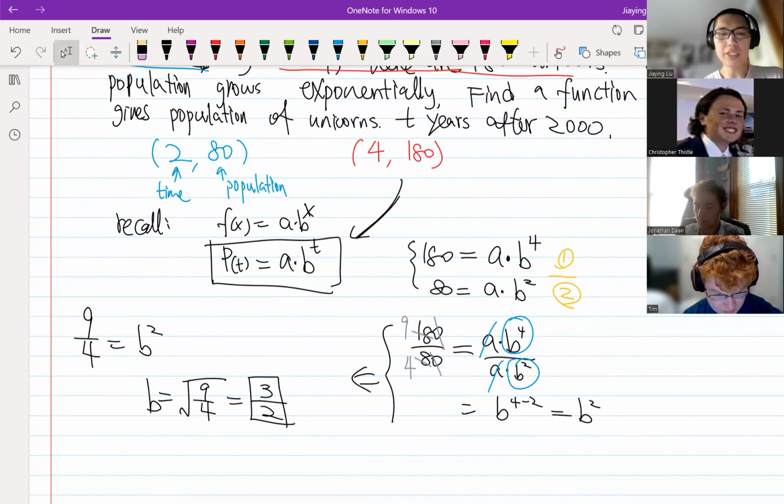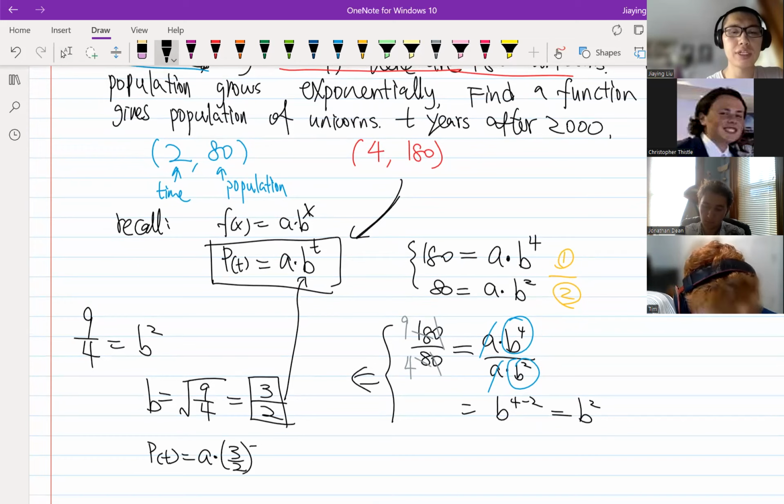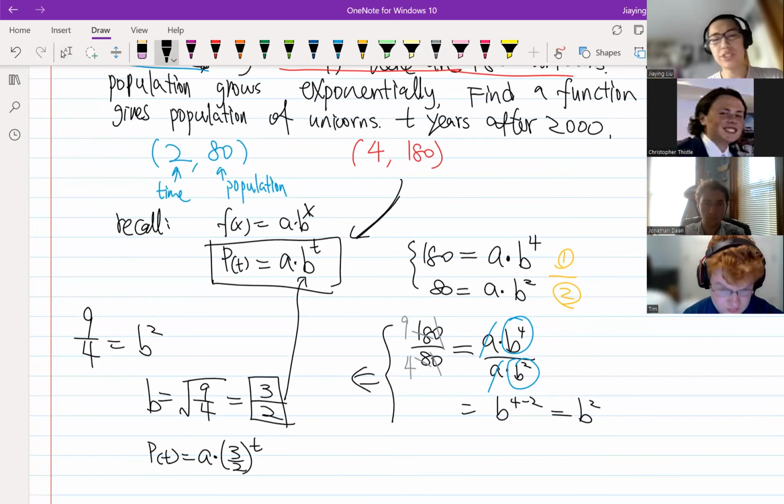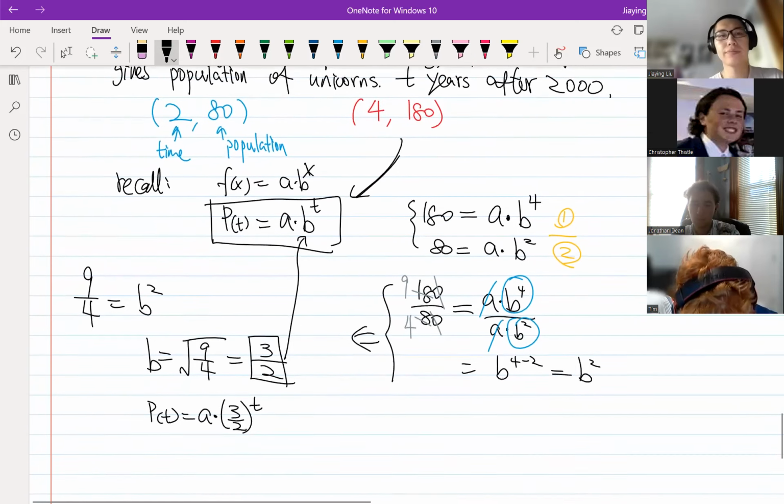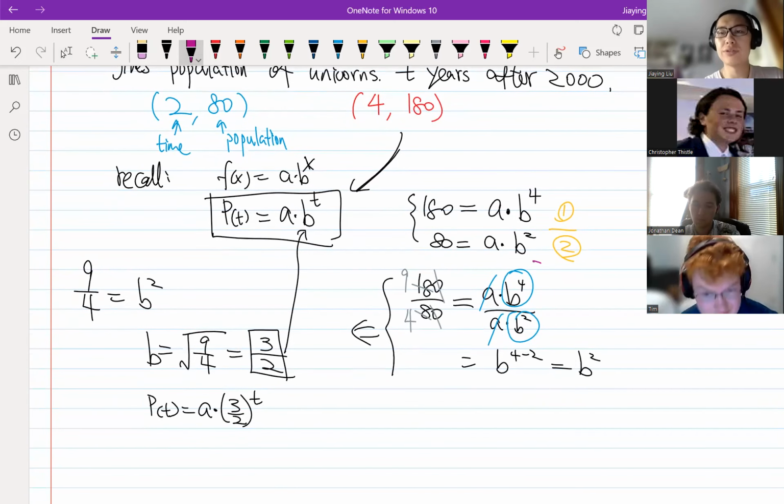Now we're just going to put it back into the general formula. So we get P of T equals A, which we still don't know, but we know B is 3/2, raised to the T. That's good so far. And we still need to find A. Well, we can use one of the 2 equations we had. The first one is 180 equals A times B to the 4th. Or we can use the second one, which is 80 equals A times B squared. It's up to you. Usually I take the second equation because the numbers are smaller. So let's use the second one.